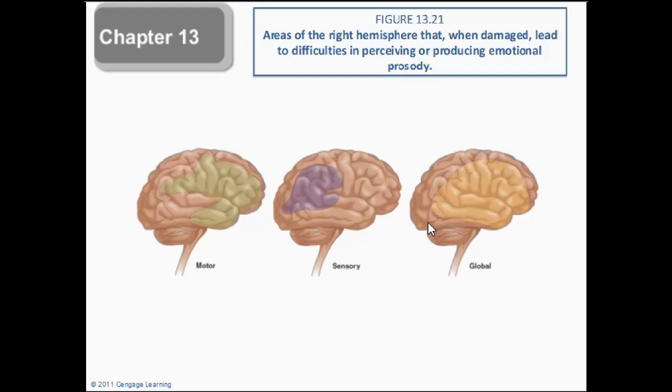Areas of the right hemisphere that, when damaged, lead to difficulties in perceiving or producing emotional prosody. The motor region. Remember the motor strip and sensory strip right here.